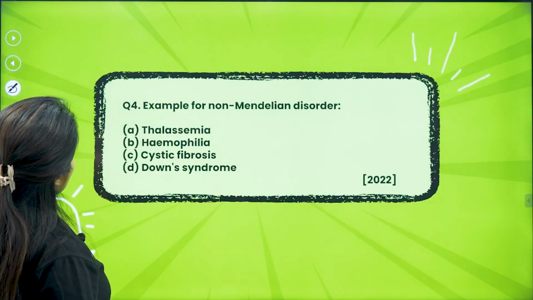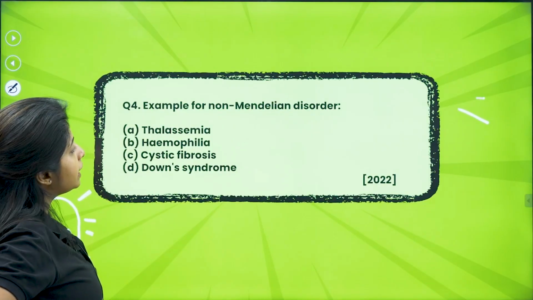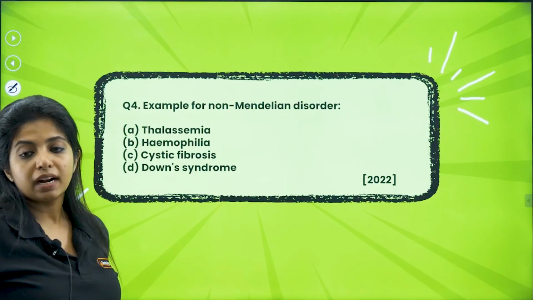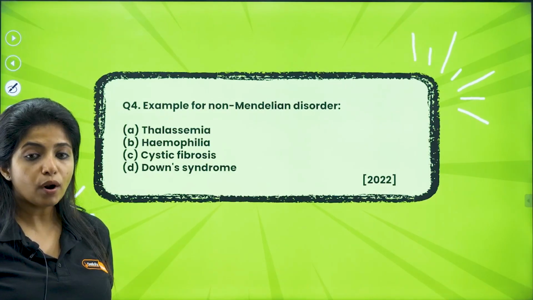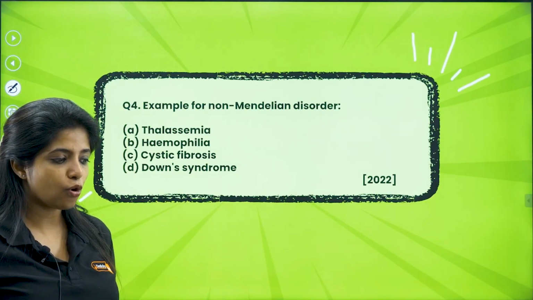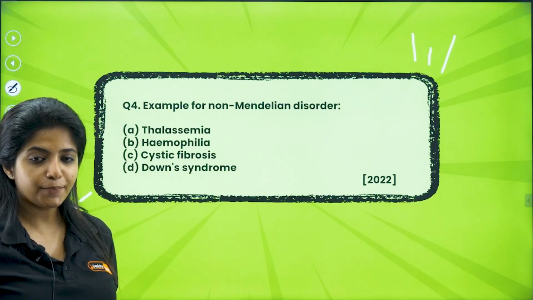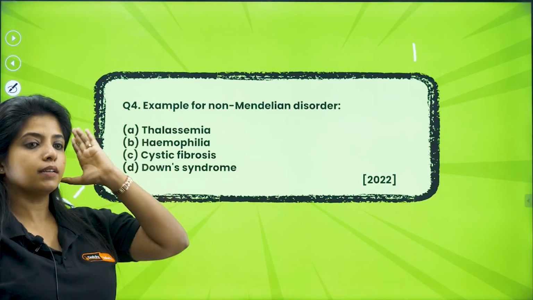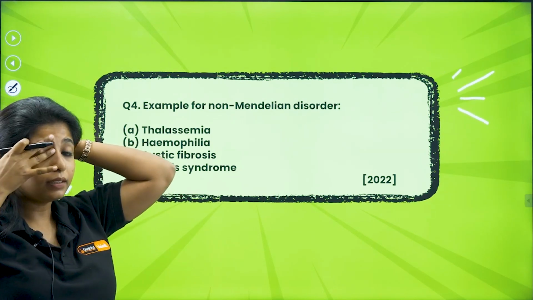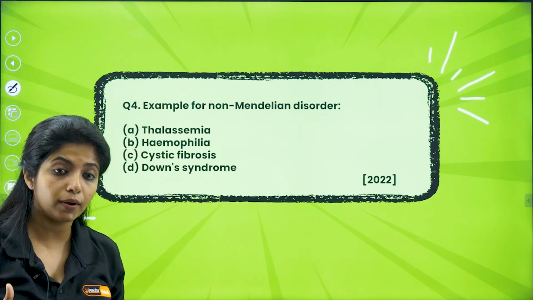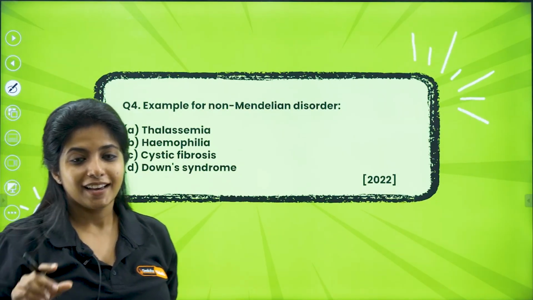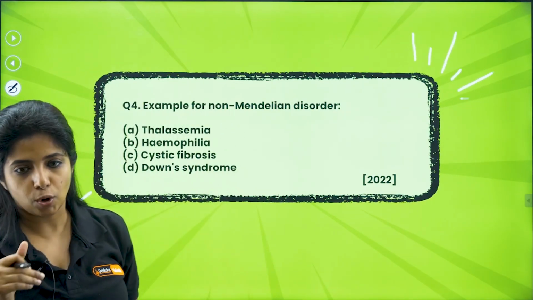Now, going ahead, example for non-Mendelian disorder: thalassemia, hemophilia, cystic fibrosis, Down syndrome. What do you mean by non-Mendelian? Any guesses? Basically, the ones which are not caused because of genetic mutation or mutation of the genes, those are known as non-Mendelian disorders.